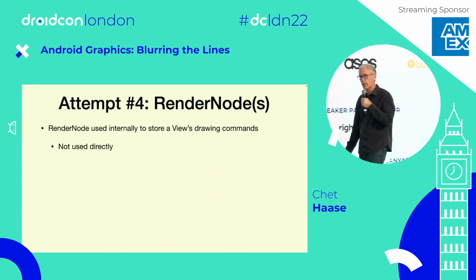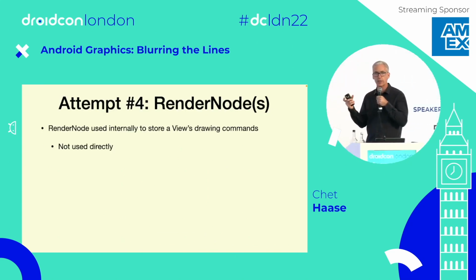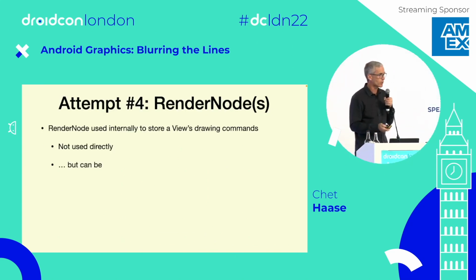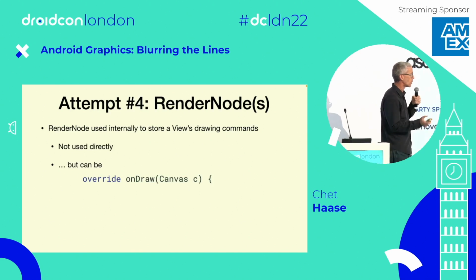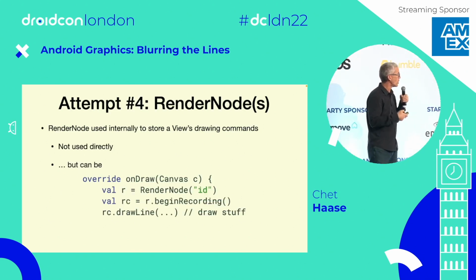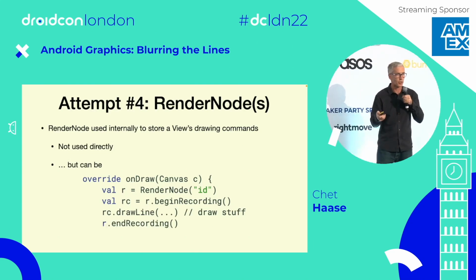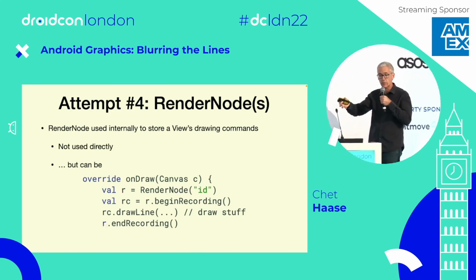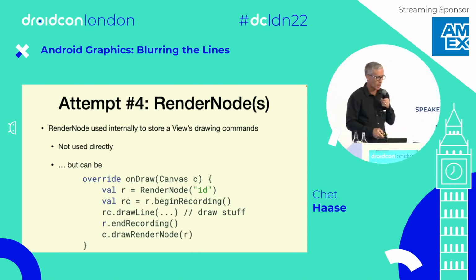So the result is use two render nodes. Render node is a way to cache the information that is happening for any particular view. It's what we used internally, and it's a new API that we exposed a few releases ago. You create a render node, you get a recording canvas, you do your drawing operations, and then it's basically this data structure that holds those rendering operations.